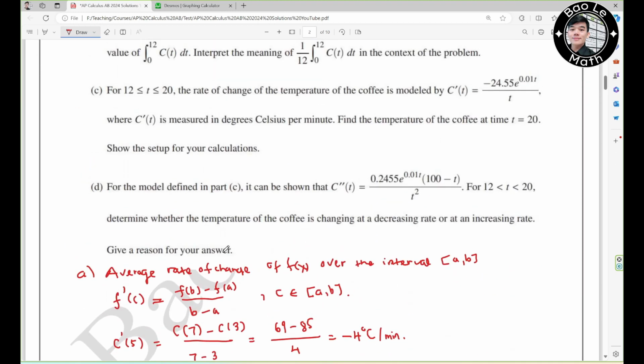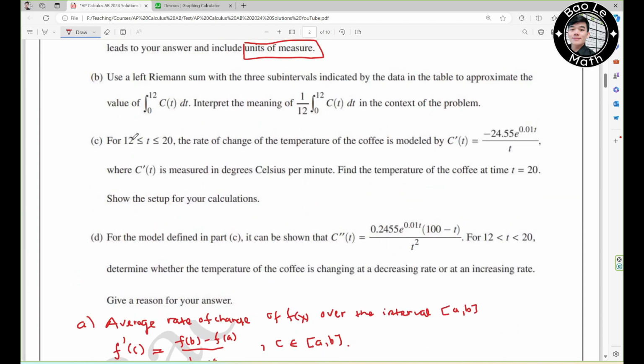Alright, let's move on to question C. For t from 12 to 20, the rate of change of the temperature of the coffee is modeled by C prime of t equals negative 24.55 times e to the 0.01 t over t, where C prime of t is measured in degrees Celsius per minute. Find the temperature of the coffee at time t equals 20.